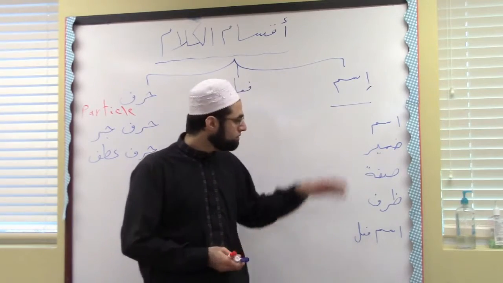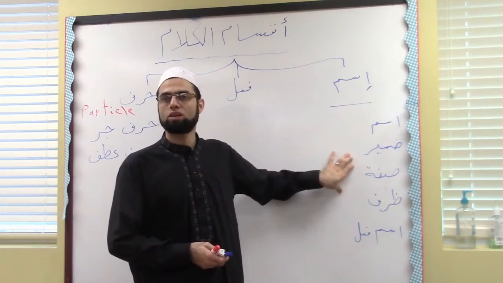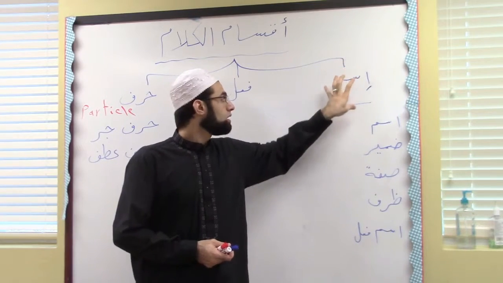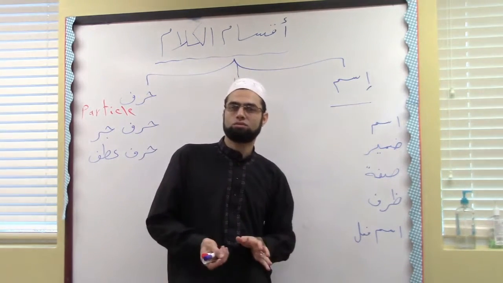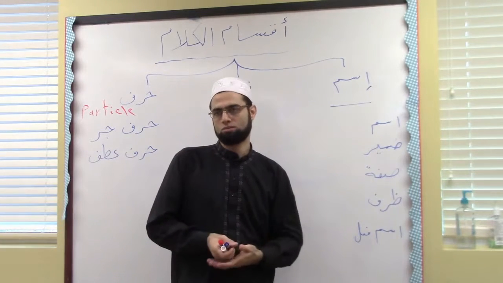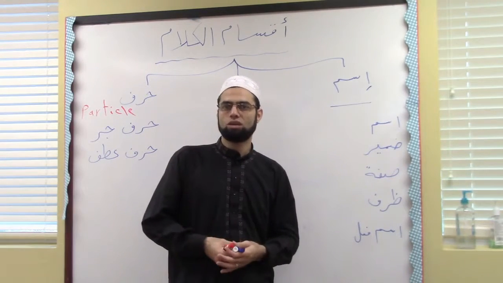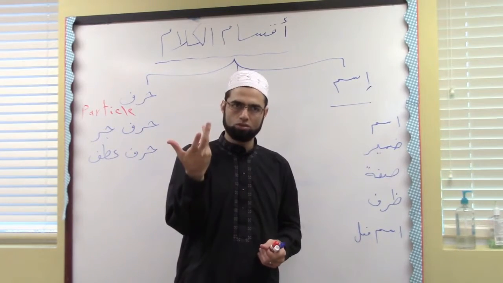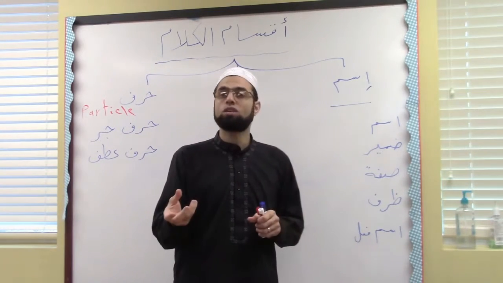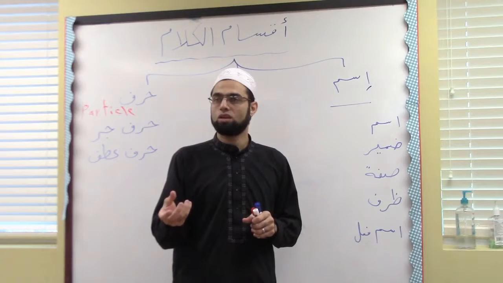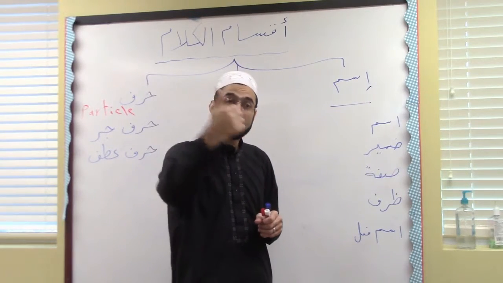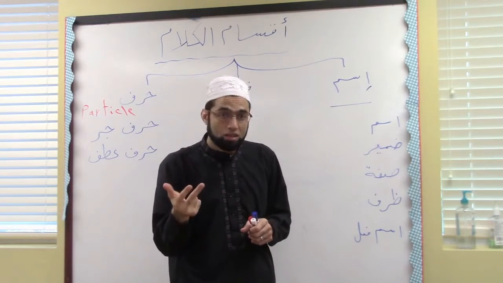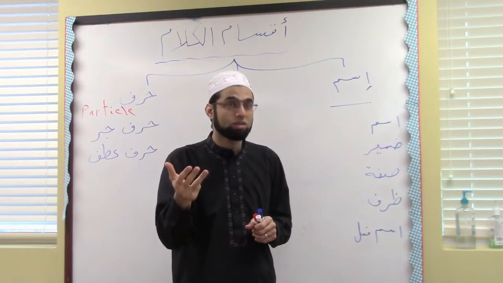In English, we have many categories that all come under this one category in Arabic. The ism is a noun. What is a noun? It's a word that indicates what? Names of people, places, things, ideas. What else?